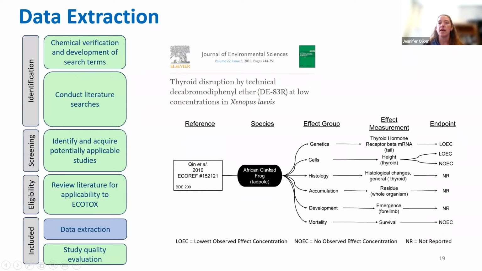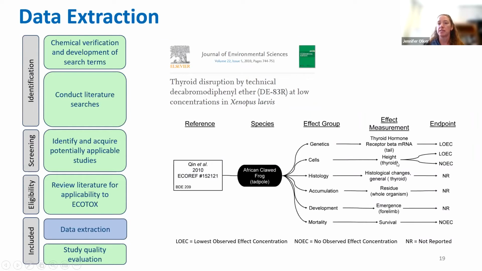And in that study, they looked at multiple different effect groups. So they looked at multiple different types of specific effect measurements that fit into different general effect groups. So the specific effect measurement, one that they measured was thyroid hormone receptor beta mRNA. So this was a change in transcription. And so that's the general effect group genetics. And in their study, they found a LOEC, or a lowest observed effect concentration.